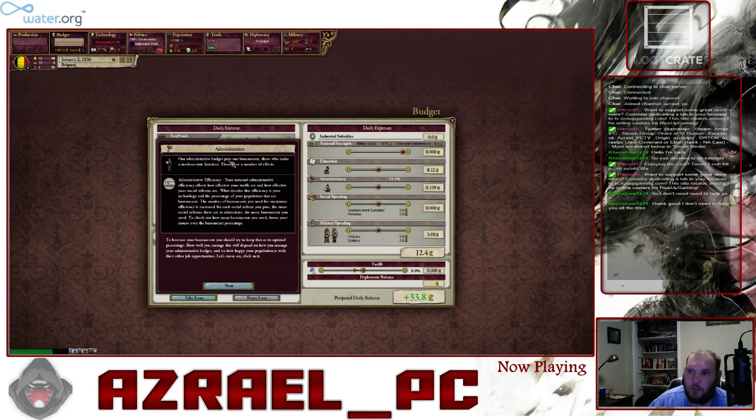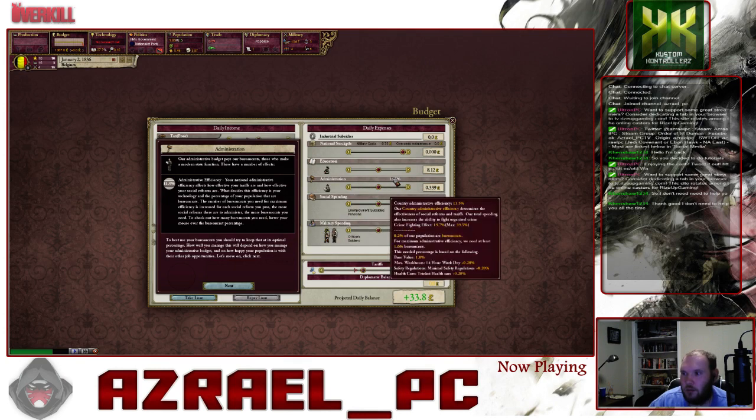Administration. Our administrative budget pays our bureaucrats, those who make a modern-day state function. These have a number of effects. Administrative efficiency. Your national administrative efficiency affects how effective your tariffs are and how effective your social reforms are. What decides this efficiency is your technology and the percentage of your population that are bureaucrats. The number of bureaucrats you need for maximum efficiency is increased for each social reform you pass. The more social reforms there are to administer, the more bureaucrats you need. To check out how many bureaucrats you need, hover your mouse over the bureaucrat percentage.